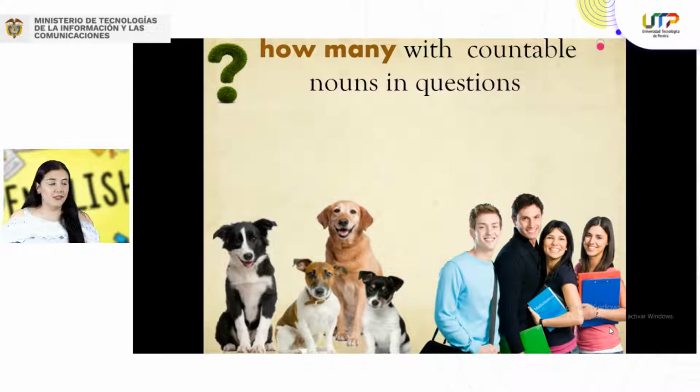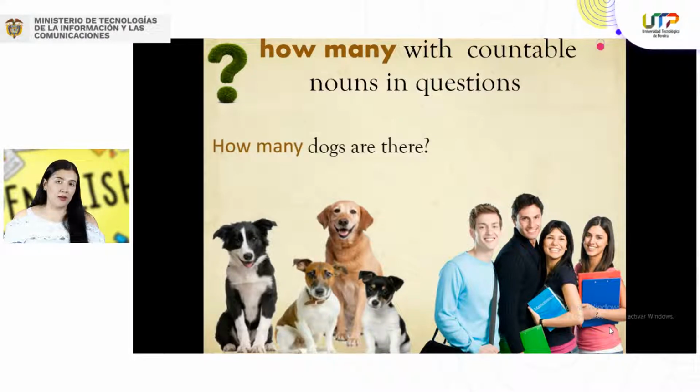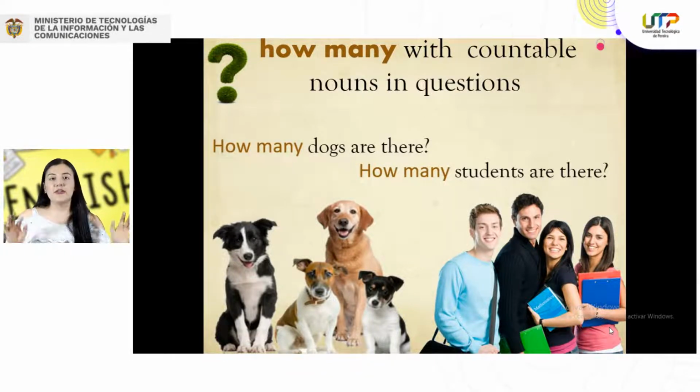Entonces, ¿cómo lo diría? Usamos la pregunta how many, pero la usamos solamente para sustantivos contables. Solamente los que se pueden contar. Example. How many dogs are there? How many dogs are there? That is for countable nouns. Or, how many students are there? Fácil. Lo único que tengo que incluir es how many y preguntar acerca de lo que yo quiero saber. En este caso tenemos dogs and students. So this is only for countable nouns.